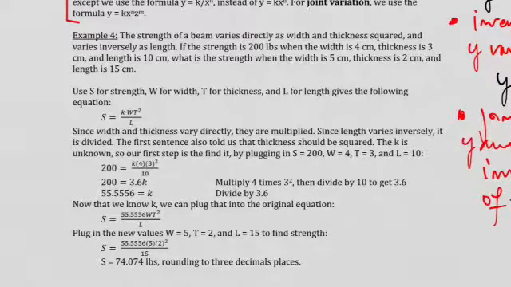The strength of a beam varies directly as width and thickness squared, and varies inversely as length. Right away, when you see and, you're thinking, oh man, it's going to be a direct variation, a joint variation. Then you will have to define the variables with letters, S for strength, W for width, T for thickness, and L for length.